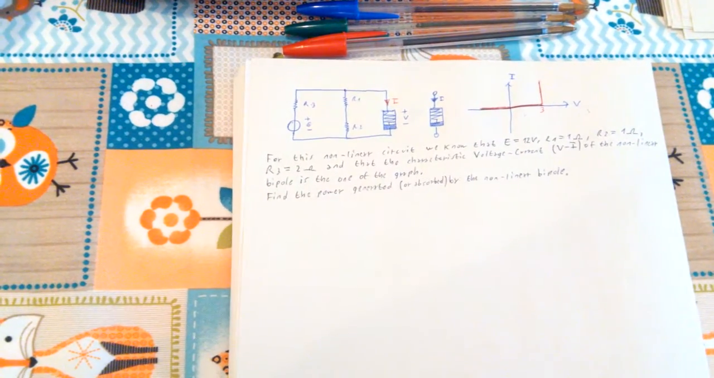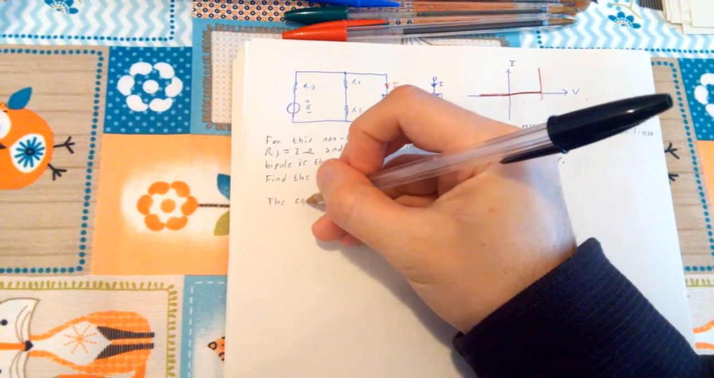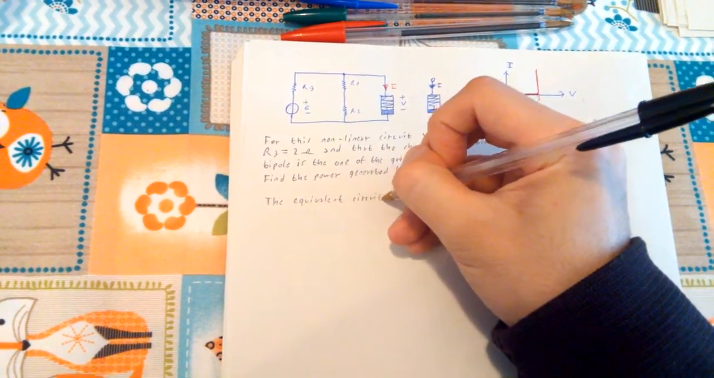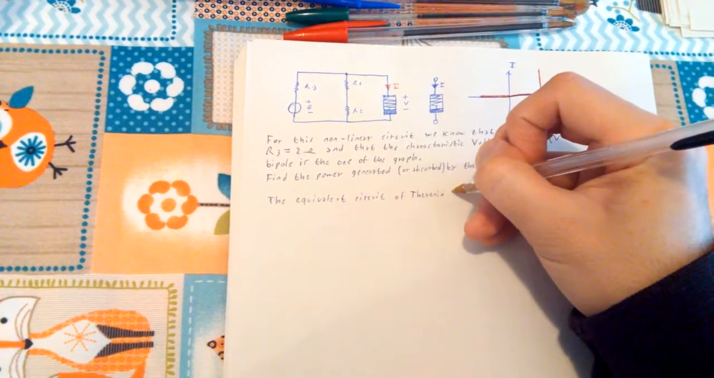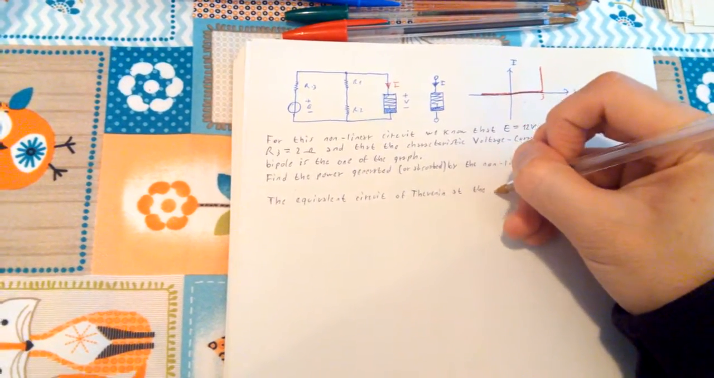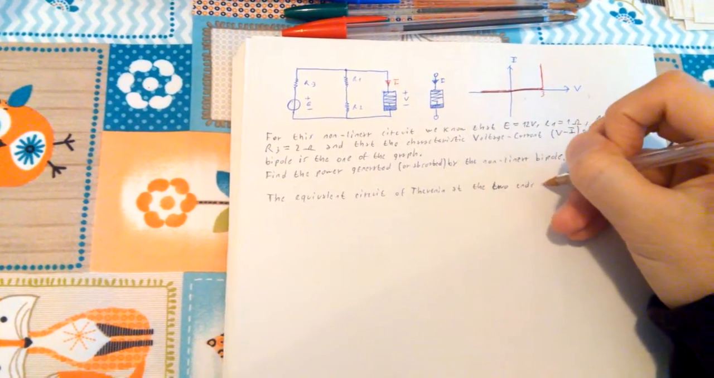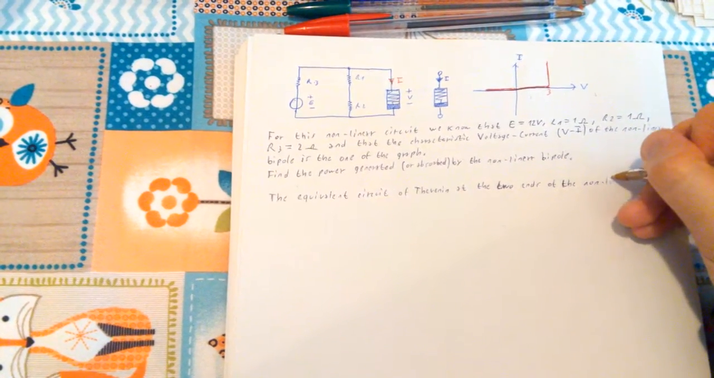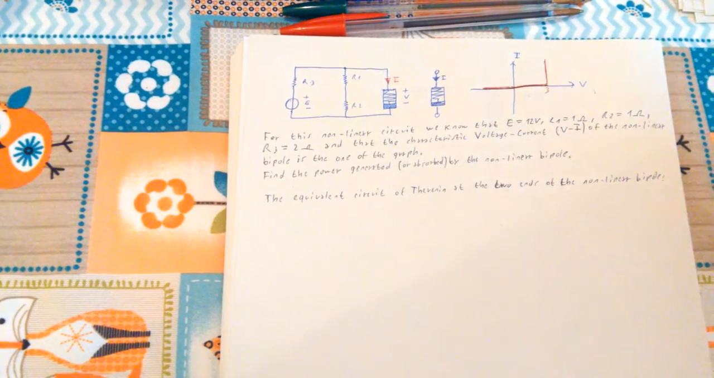So if I have to find the equivalent circuit of Thevenin at the two ends of the non-linear bipole, let's start with this.